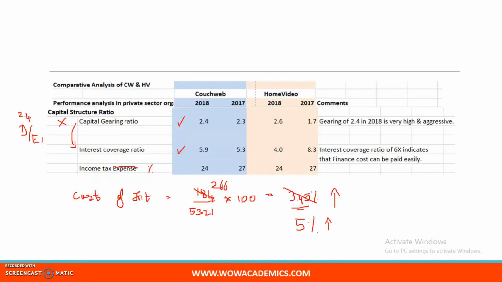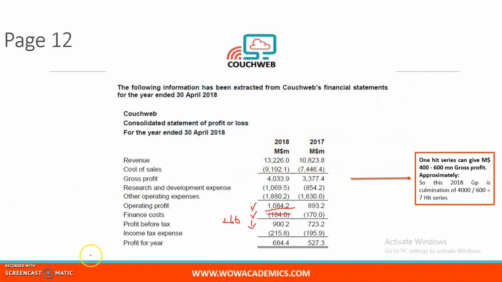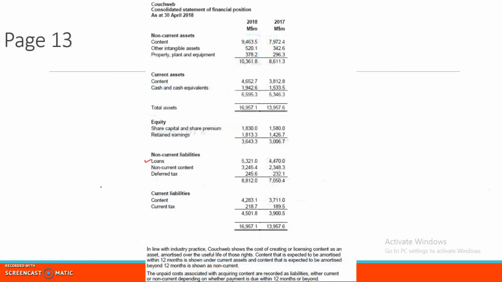I've also computed the income tax percentage currently. Earlier it was 27%, so you could see for both companies it was 27% in 2017. Now income tax has fallen to 24%. Even that could have raised the profit for the year. So that's about the profitability, that's about the capital structure ratio here. We'll move on to the next part.